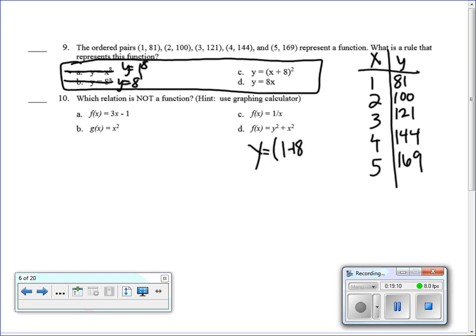1 plus 8 squared. Well, 1 plus 8 is 9. We follow the order of operations, so inside parentheses first, and then square it, which gives you 81. So the first one works. Then we want to do the same thing here.